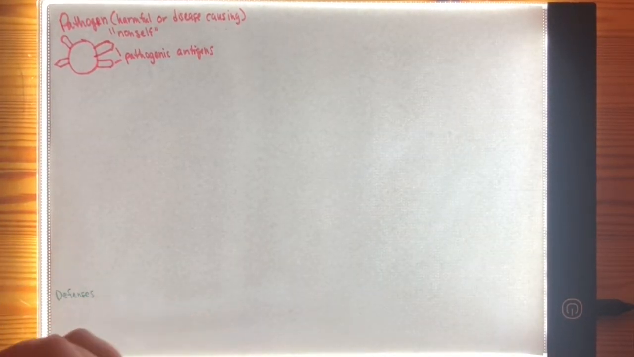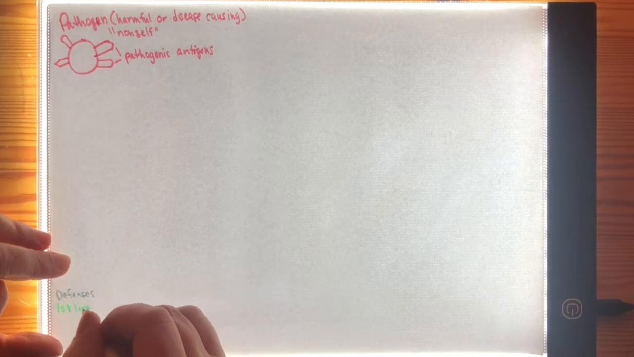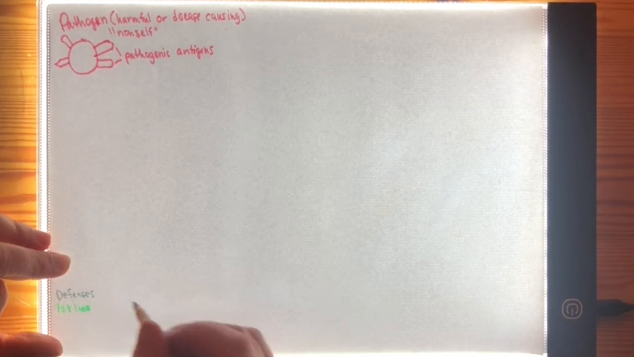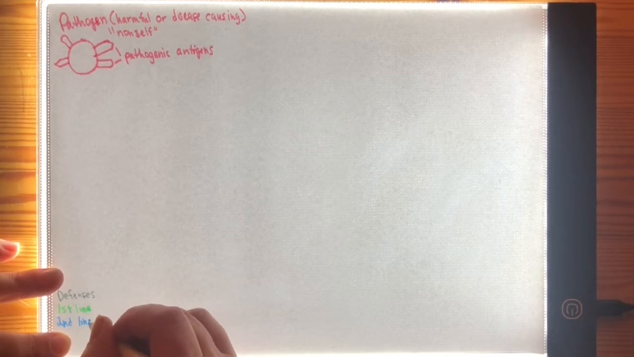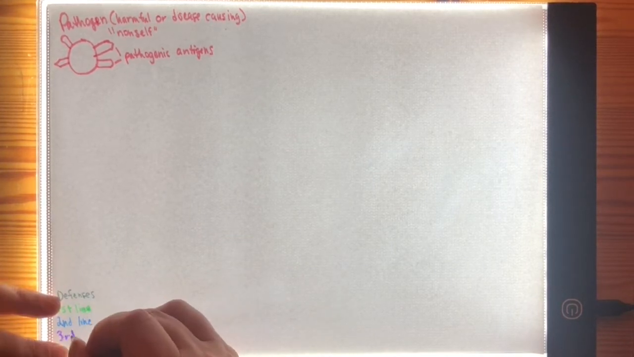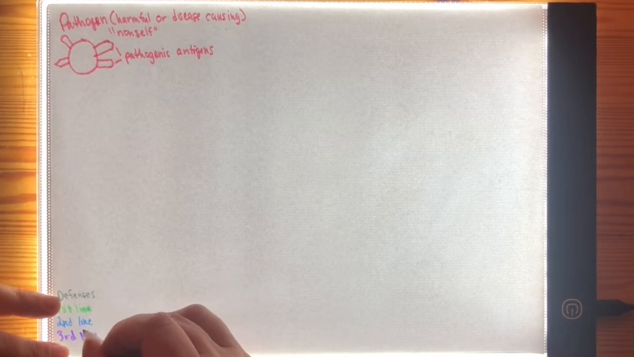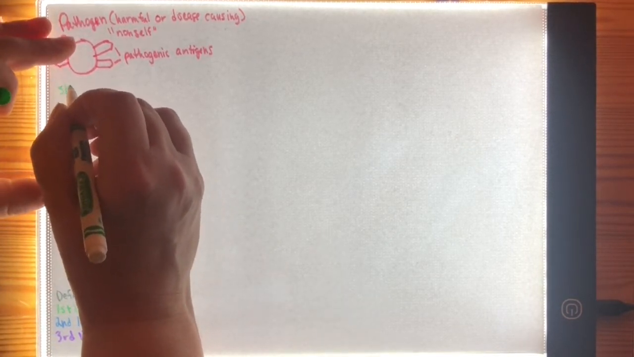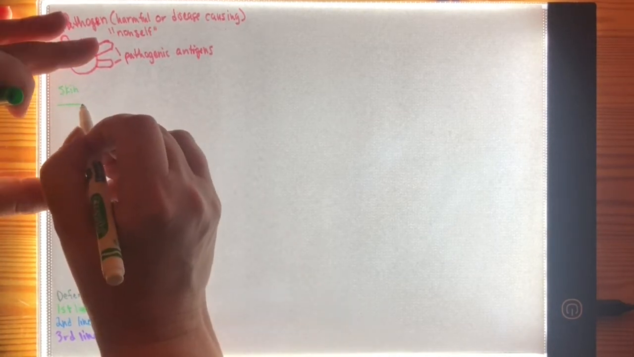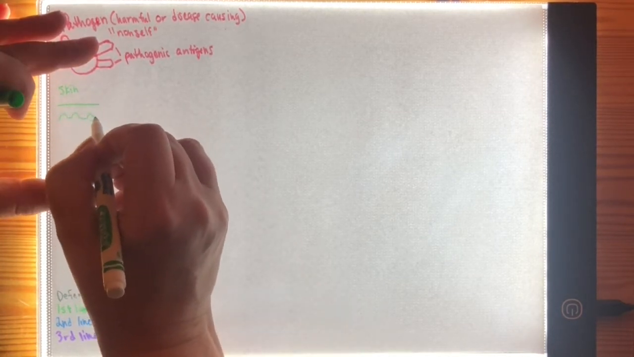So I'm going to be using the color red to describe all of the pathogens today. And we're going to describe 3 different levels of defenses. In green, we're going to do the first line of defense, or the innate immune system, outside external structures. The second line of defense is going to be in blue, and the third line of defense is going to be in purple. So we're going to start off, of course, with our external defenses.